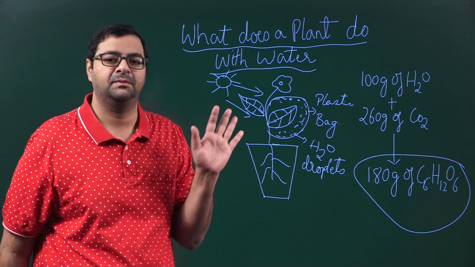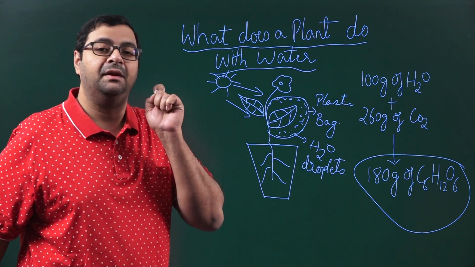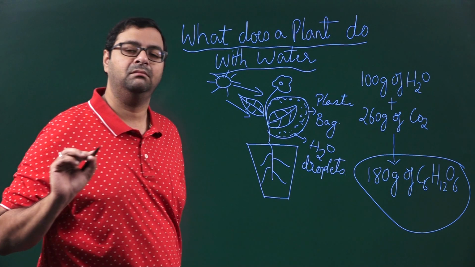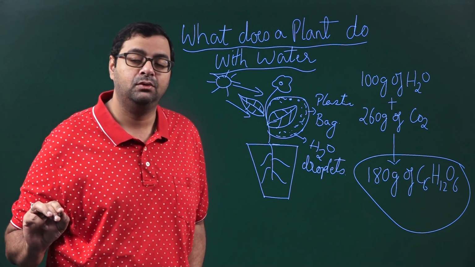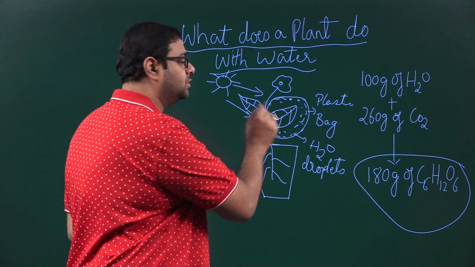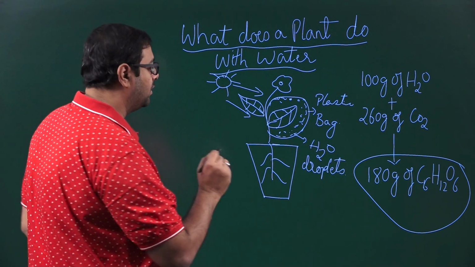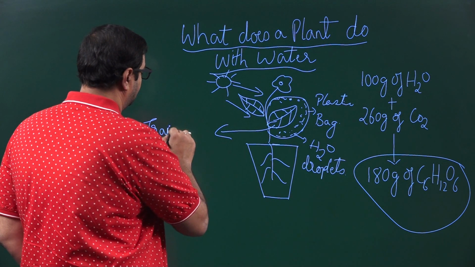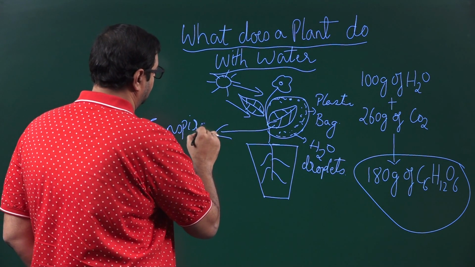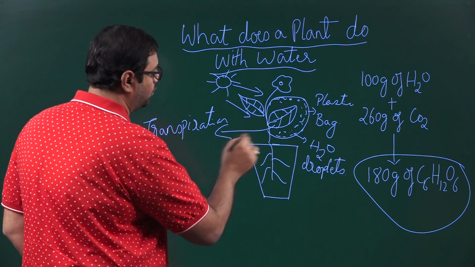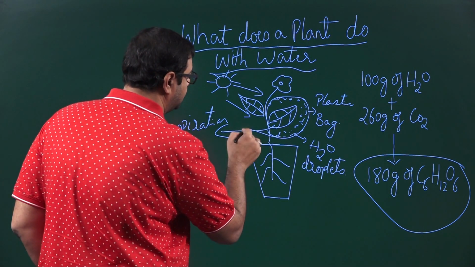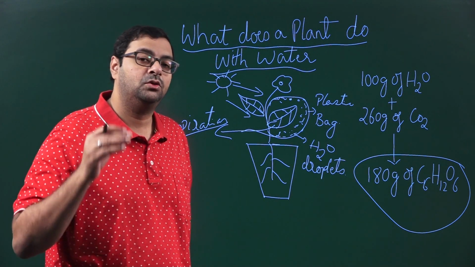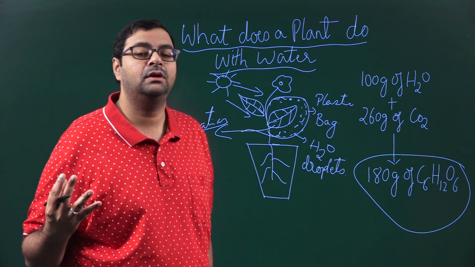But the remaining water is being let out through the leaves. Plants let out the water mostly through the leaves. That process of letting out water is called transpiration. The droplets you are seeing here are basically what transpiration is, so through that process the leaves are letting out water.